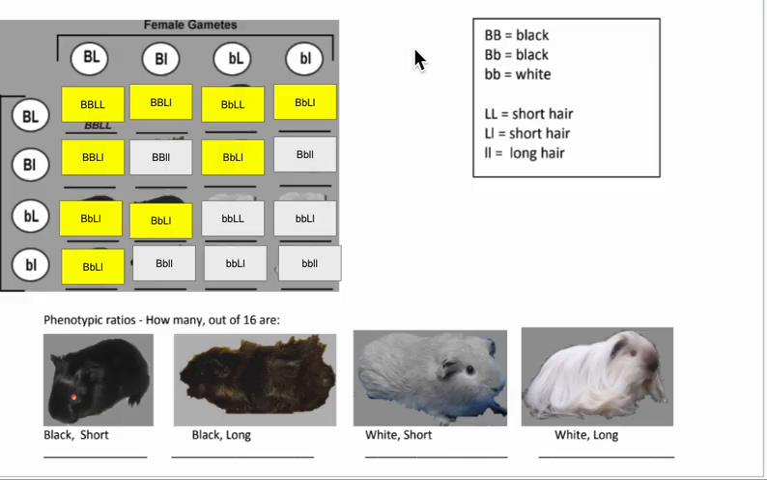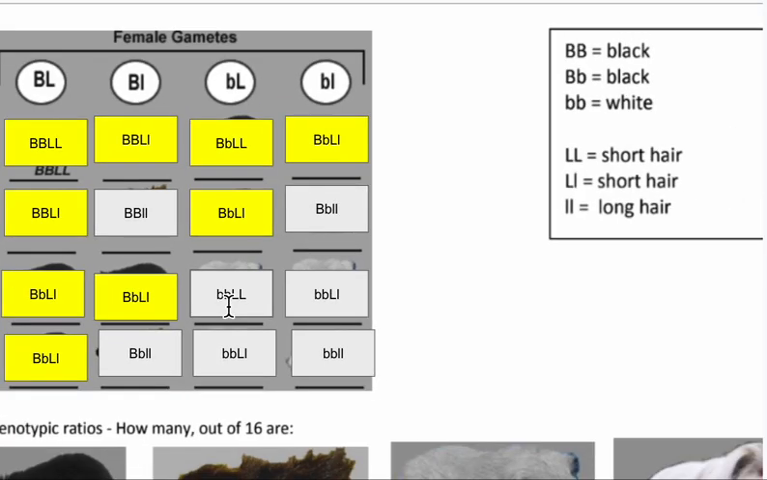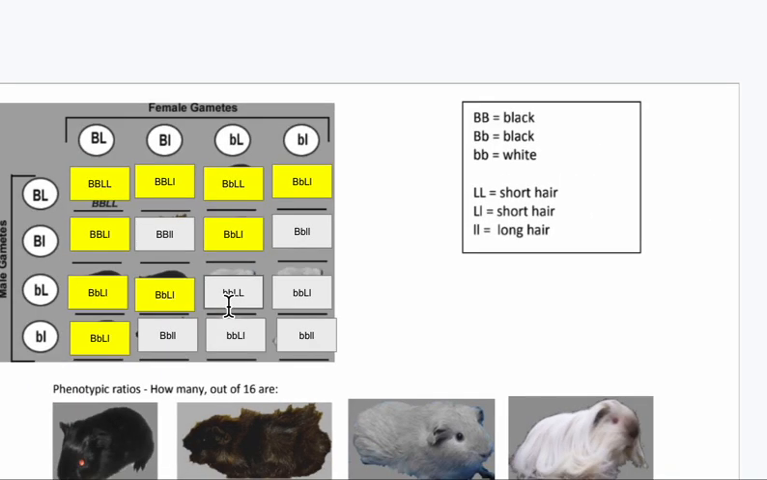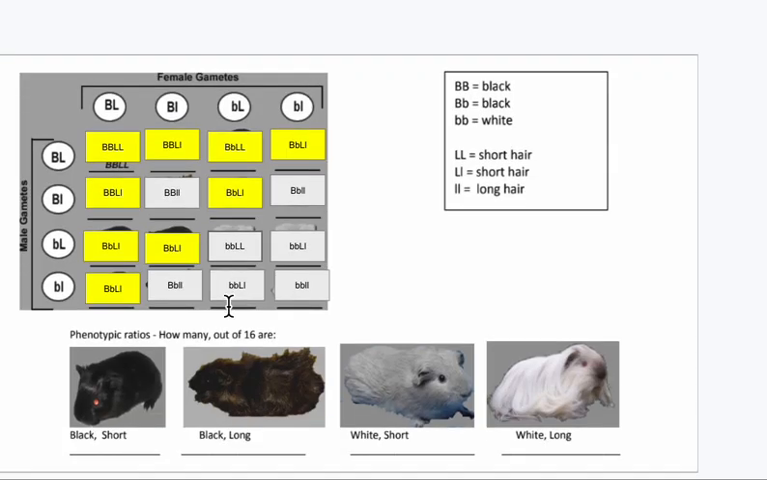So if we go through and count all of the ones that are black with short fur, anything that's got that dominant allele for the B and that dominant allele for the L, we count that. Even this one right here, we've got capital B, lowercase b, capital L, lowercase l. We still count that as being black with short fur because that dominant allele is present. Remember Mendel's law of dominance, or the principle of dominance, states that as long as that dominant allele is present, that's what's going to be expressed. So we have 9 out of 16 that are black with short fur.